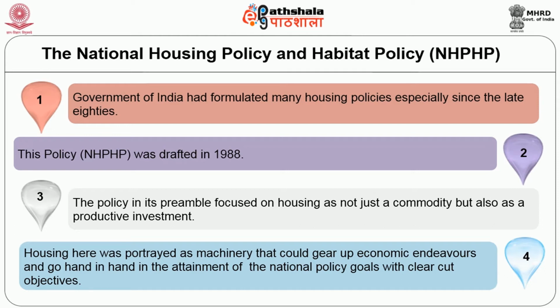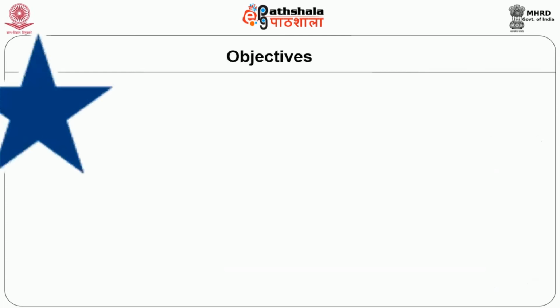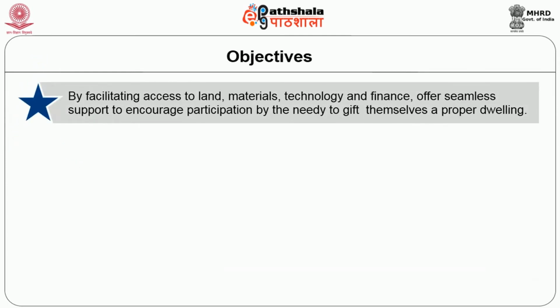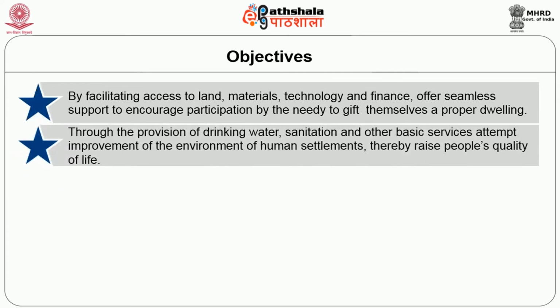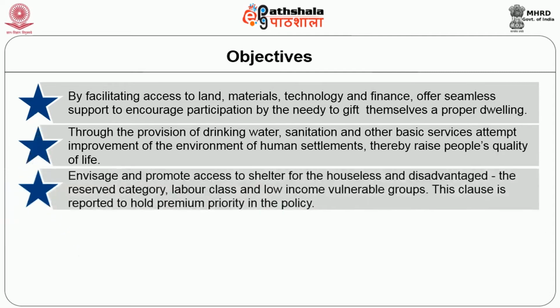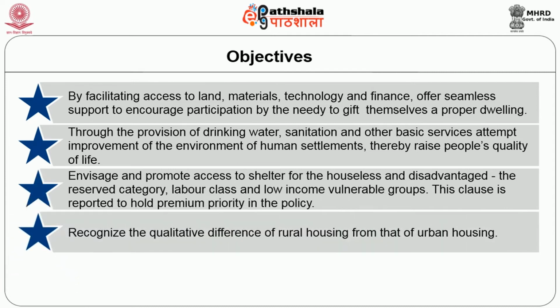And what are they? By facilitating access to land, materials, technology and finance, offering seamless support to encourage participation by the needy to gift themselves a proper dwelling, through provision of drinking water, sanitation and other basic services, attempt improvement of the environment of human settlements, thereby raise people's quality of life, envisage and promote access to shelter for the homeless and disadvantaged, that is the reserved category, labor class and low income vulnerable groups. This class was reported to hold premium priority in the policy. Fourth one is recognize the qualitative difference of rural housing from that of urban housing, and drafting a variety of strategies to achieve the stated objectives.